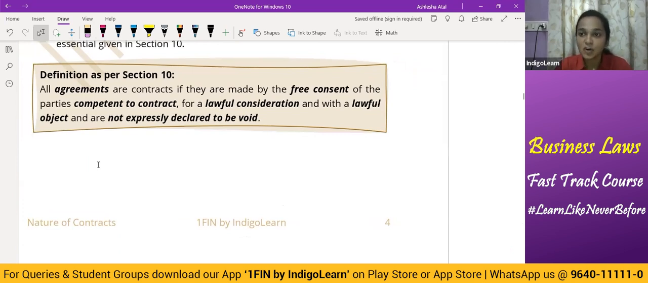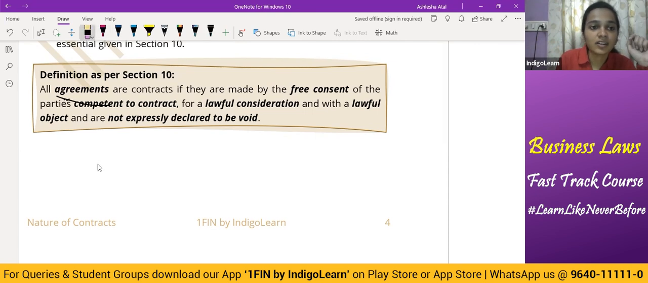So let's now talk of the essential elements as per section 10. As I've already told you, section 10 is a proper definition, or rather a proper statement which is being given. However, we divide it into pointers and we understand it in pointers. We will read the statement and one by one we'll extract all the essential elements from it. So section 10 says all agreements are contracts.